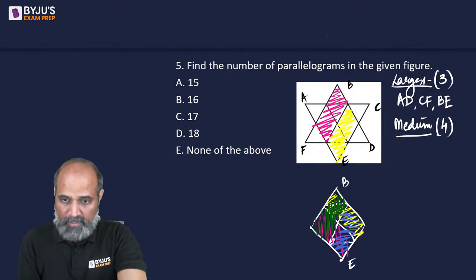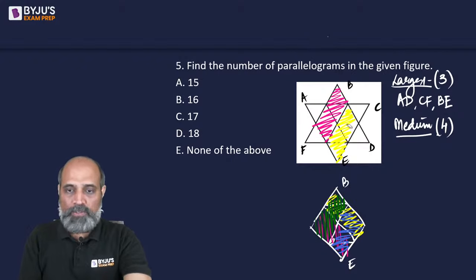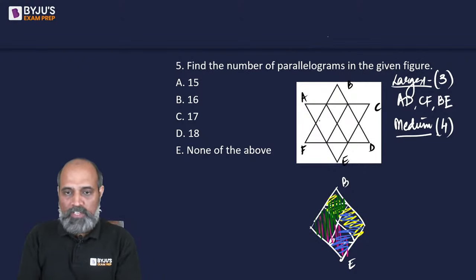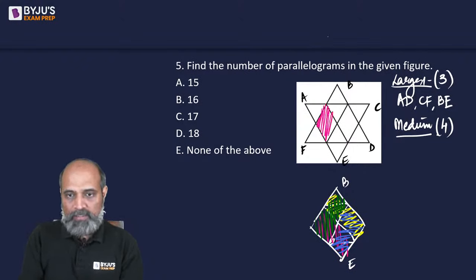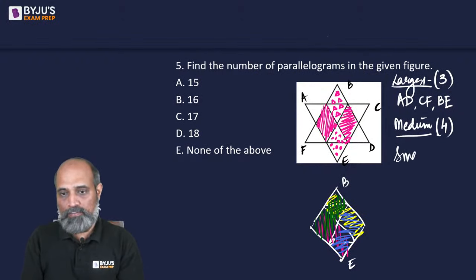Okay. No? Okay. Now let's go to the smallest ones. So the smallest parallelogram is going to be this. Similarly, we are going to have one here. Similarly, we are going to have one here. And then we are going to have one here. Okay? So small sized, we get 4.